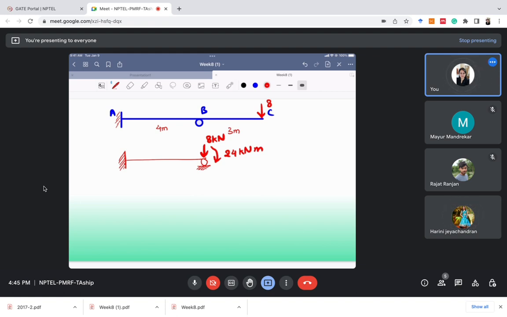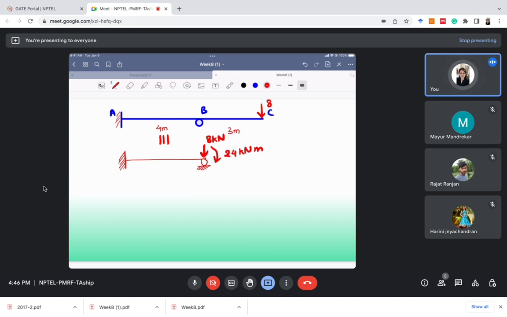Yes, Harini. We shifted this because BC is an overhang kind of part. You can also consider this as a span and do it like MBA and MBC, but it will be a little lengthy. So you can just make this an equivalent system. I've told in the previous classes also that whenever there's a system like this, you can make it an equivalent system like this, and this will simplify your problem.